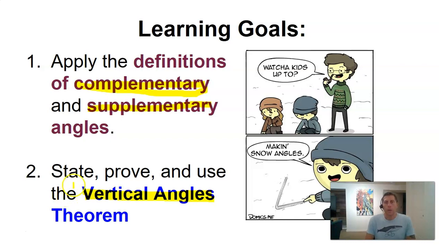All right, what you up to, kids? Making snow angles. Just reverse the letters there and you got snow angles. Okay.